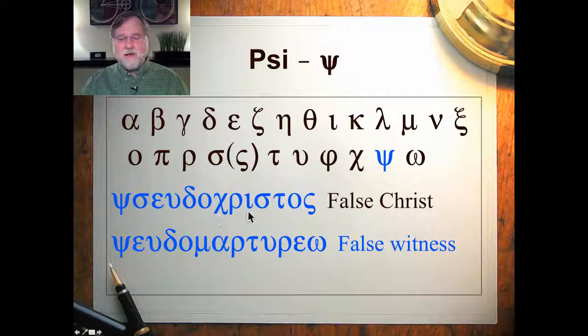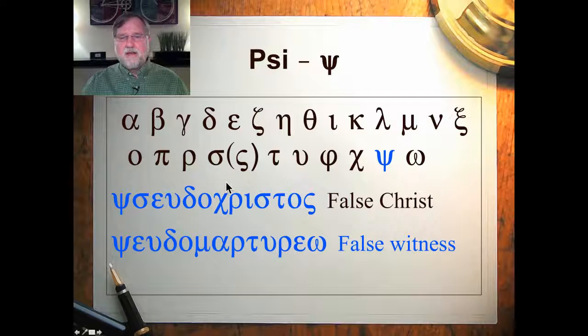So the words here, these won't be on the test. I'm just giving them to you so you can see it. But when 1 John talks about pseudo-Christ or false Christ, this is the word. See the psi there, pseudo-Christos, or pseudo-martyreo, false witness. So just pick up on that psi.